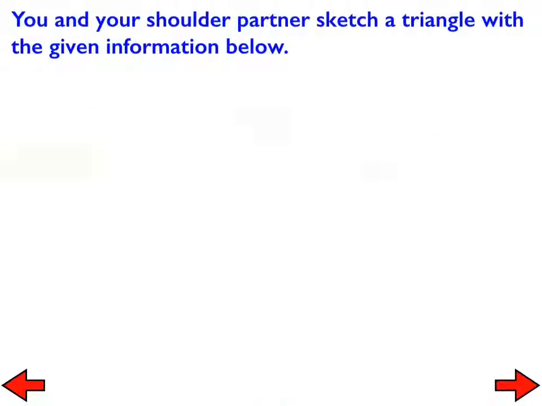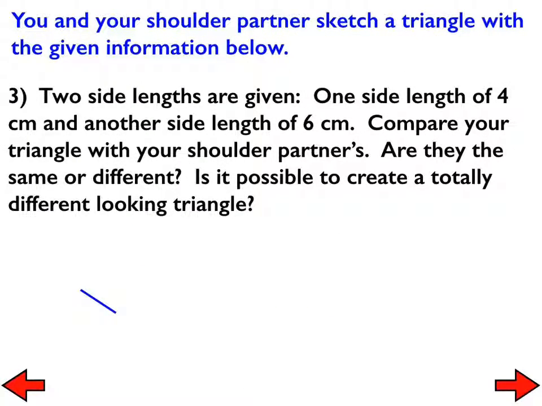Let's try one more. Number 3. Give this one a shot. Draw a triangle where one side length is 4 and the other side length is 6. And a third one just connected to make it a triangle.